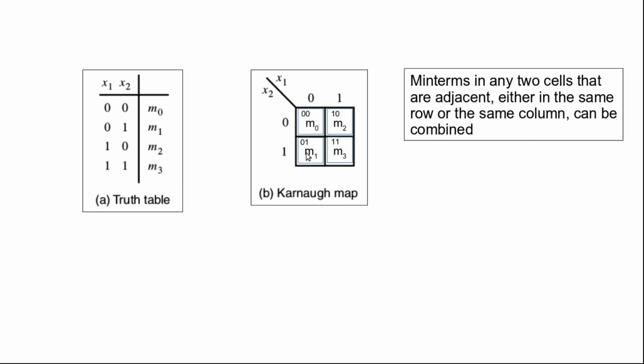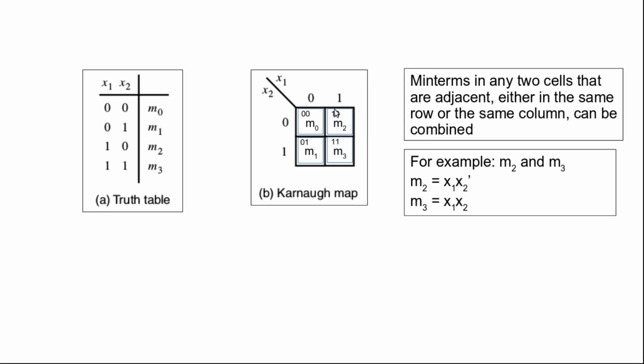So now, minterms in any two cells that are adjacent, either along the row or along the column, can be combined together. So adjacent minterms can be combined together either along the row or along the column. As an example, let us consider the minterm 2 and minterm 3. So minterm 2 is here, minterm 3 is here. They are adjacent to each other, and now m2 is represented by x1, x2 prime, and minterm 3 is represented by x1, x2.